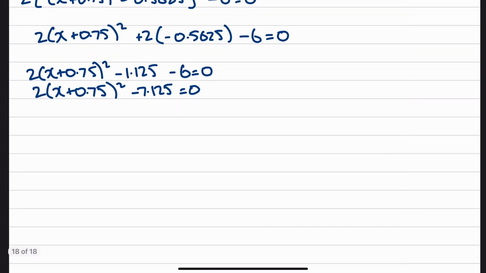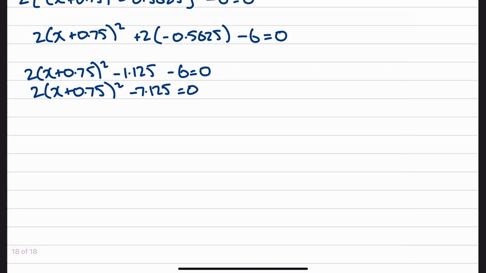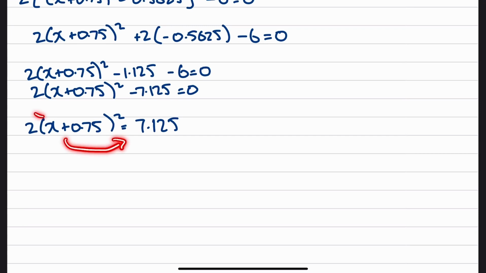Now to solve it, like all others, what we need to do is isolate the x bracket. So first take minus 7.125 to the other side, it becomes a positive 7.125. So 2 times x plus 0.75 whole squared equals 7.125, and of course we take 2 to the other side, and since it's being multiplied over here, over there it will be a division sign. So x plus 0.75 whole squared equals 7.125 over 2, which is just 3.5625.